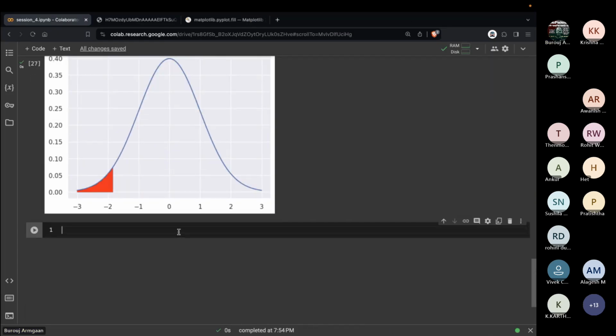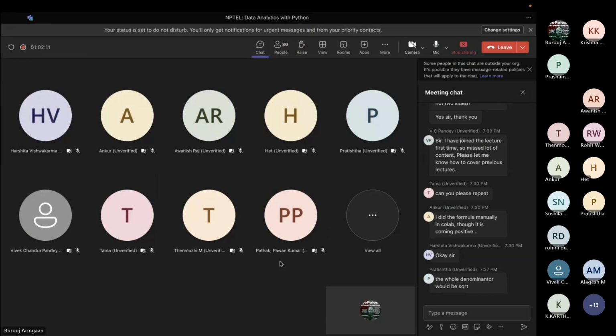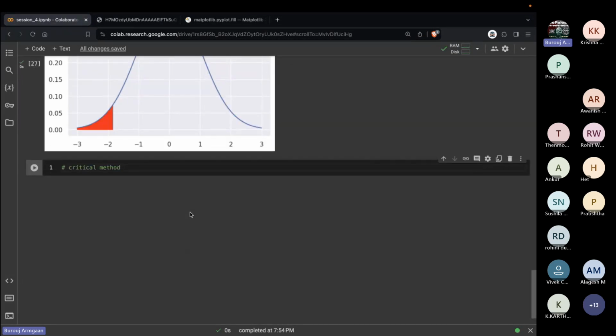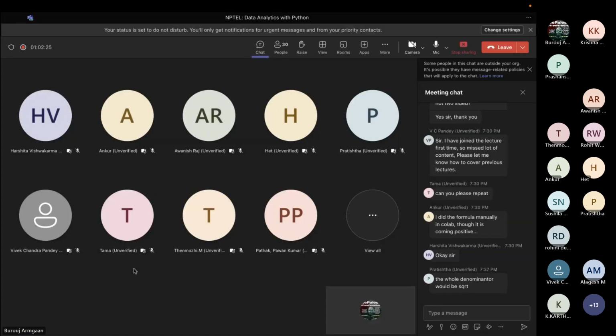Okay, moving on. Just one last thing. You can compute the same thing using the critical method as well, right? Can anyone answer how you can do that using the critical method? I believe you already have everything you need. It will need just one function call. Any idea?